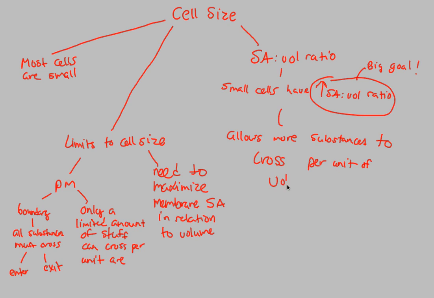There's a lot of fancy terminology here, but the driving point is that because most cells are small due to their plasma membrane enclosing them, you have to figure out a way to make sure you can get the most stuff in and keep the most stuff in, and also get the most stuff out and keep the most stuff out. And how do you do that? It's the surface area to volume ratio. Just absolutely know that cells have a high surface area to volume ratio. Why do they have it? Because this is what allows more substances to cross per unit of volume. And that covers our cell size flowchart.